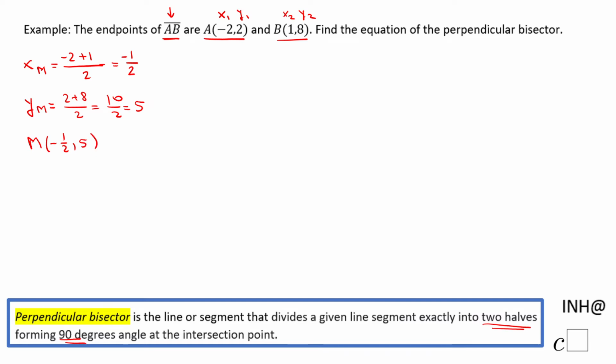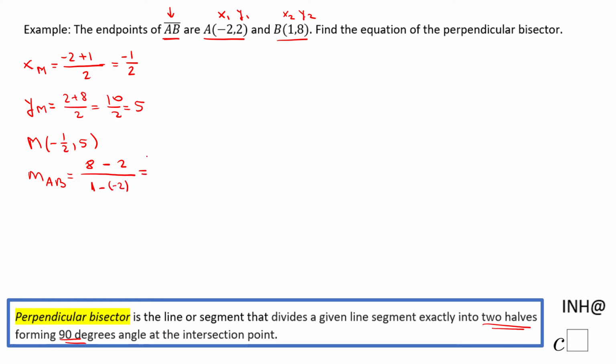Another thing that we need to find out is the slope of that perpendicular bisector. For that reason, I'm going to look first at the slope of the segment AB. I'm going to use the slope formula, y2 minus y1 over x2 minus x1. So in our case, it's going to be 8 minus 2 over 1 minus -2. You need to be consistent.